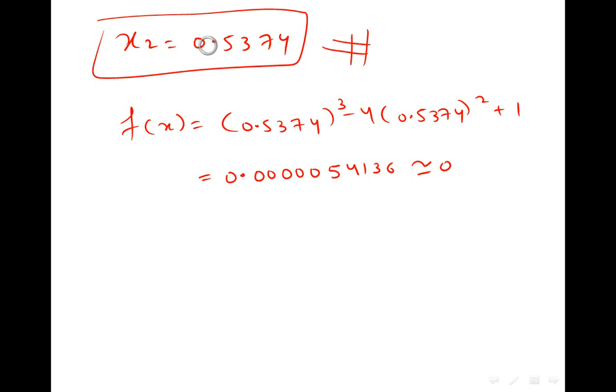If I'm asked to find the answer to 2 decimal places, I can just stop and say that x equal to 0.53. Okay, I hope that the Newton-Raphson method is clear. I hope that you understood the difference between how to solve nonlinear equations using the Newton-Raphson method and using the bisection method. Now, based on your request, I'm going to give you exercises to practice by yourself.